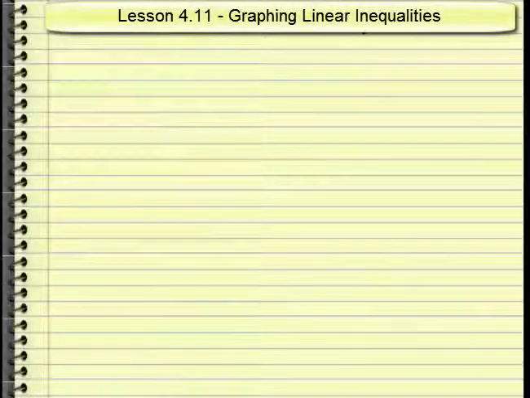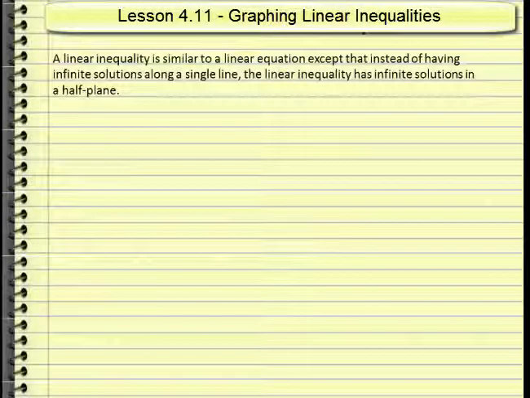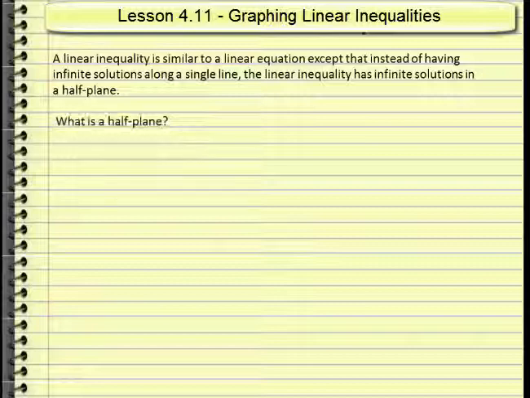Lesson 5.5, two variable linear inequalities. Okay, so we've already graphed an inequality in one variable on a number line. A linear inequality is similar to a linear equation in that it has two variables, but instead of having infinite solutions along a single line, like we had with a single variable inequality, a linear inequality has infinite solutions in a half plane. Well, what's a half plane?